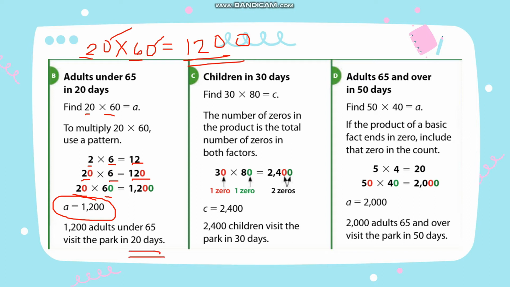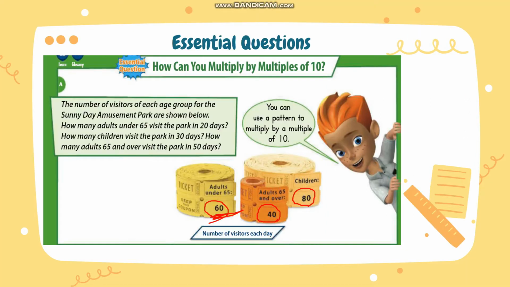Another, children in 30 days. So 30 days multiplied by 80. Where did this 80 come from? Because for the children, there are 80 visitors.